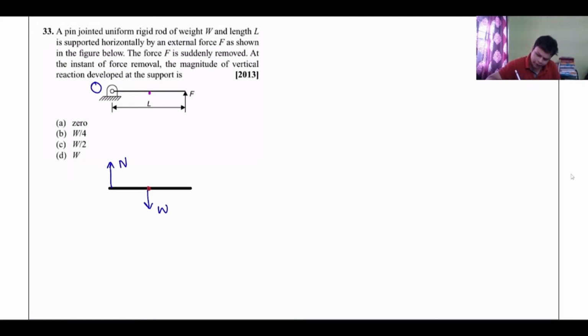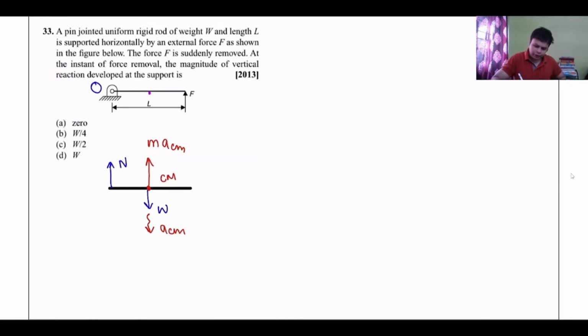If this point is the center of mass, definitely the center of mass will be accelerating, ACM. So yes, I can say there will be an inertia force. I can say acceleration of center of mass will be downwards, right? There will be some acceleration of the center of mass. Yes, there will be an inertia force MAC. I am assuming the inertia force is acting about the center. So at the instant of removal of force, this is the FBD, right?